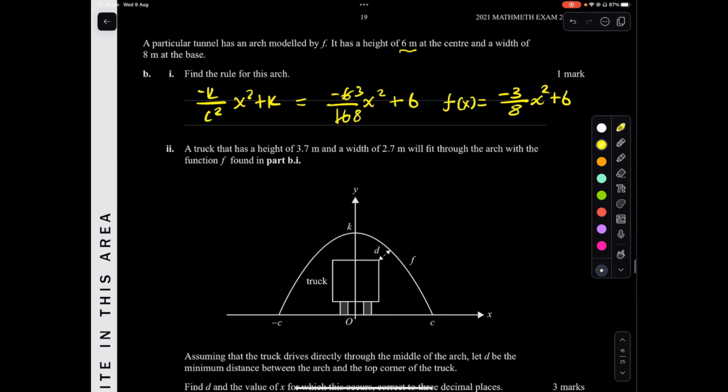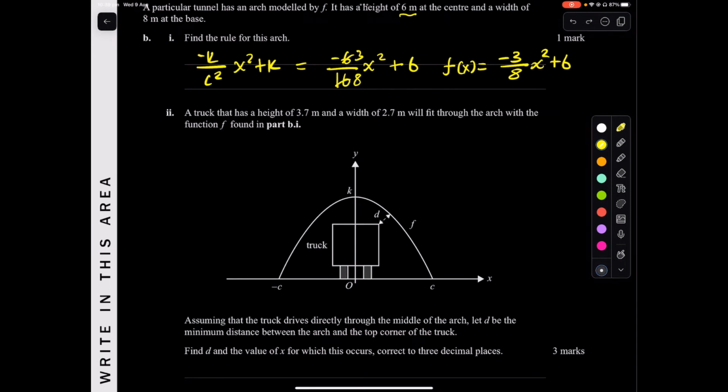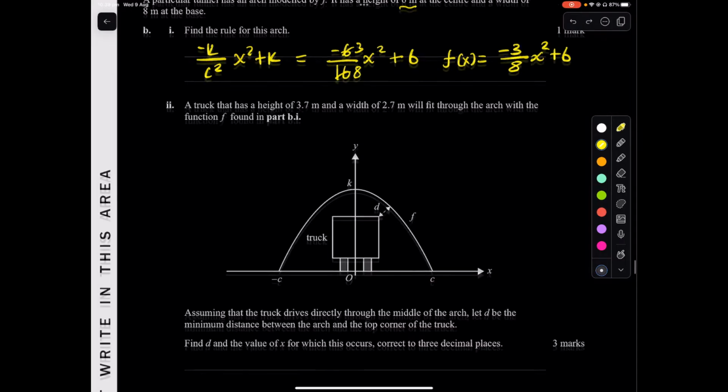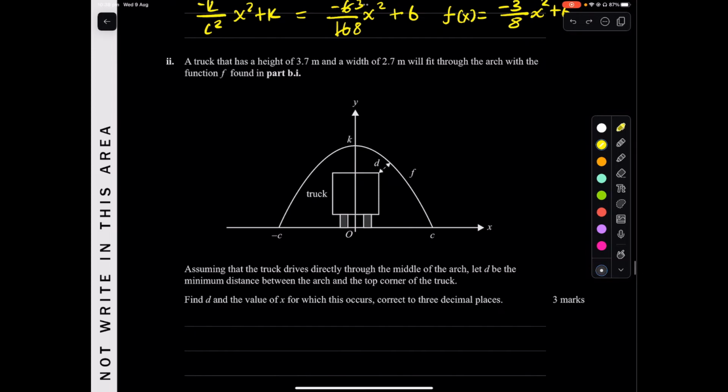I think so. Yep, so it's a parabola, 6 units, like that. Okay, nice. So it looks promising. So in this, a truck has a height of 3.7 and a width of 2.7 and will fit through the arc with this function. Assuming that the truck drives through the middle of the arc, let d be the minimum distance between the arc and the top corner of the truck. Find d and the value of x for which this occurs.